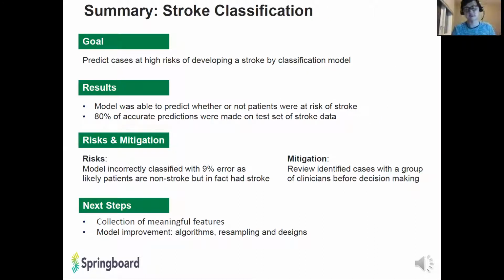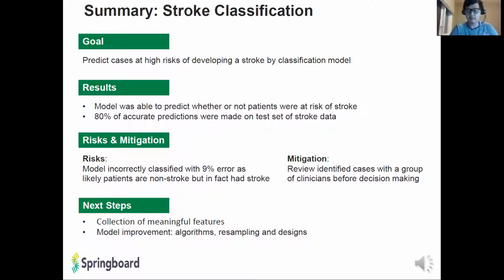So here is a summary recap of my project. In terms of goal, the model was able to predict the cases at high risk of developing a stroke using a classification model. The result was that the model was able to predict whether or not the patient was at risk of stroke, with 80% accurate predictions on the test set.